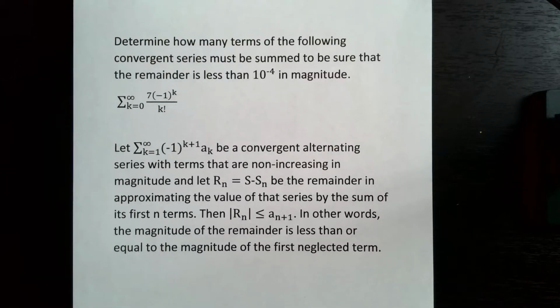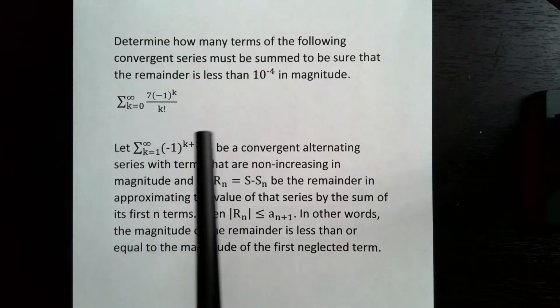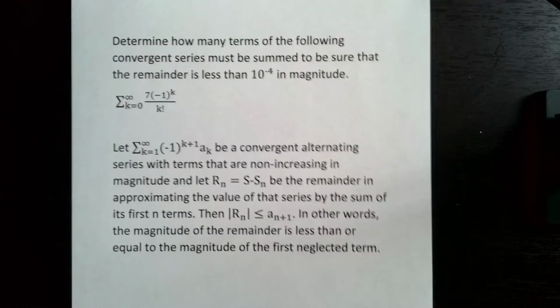Determine how many terms of the following converging series must be summed to be sure that the remainder is less than 10 to the negative fourth in magnitude. Okay, so here's our series from k equals 0 to infinity, 7 times negative 1 to the k power over k factorial.